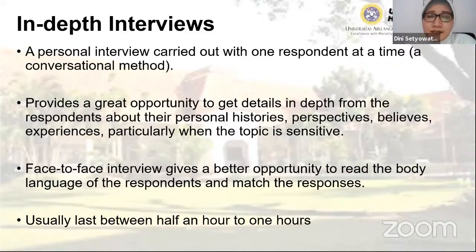When a one-on-one interview is conducted face-to-face, it also gives the opportunity to read the body language of the respondent and match the responses. In this situation, when we experience the COVID-19 pandemic, it is hard for us to meet people in person just to do a face-to-face interview. What I do during this pandemic situation, I suggest people who are interested in doing qualitative research using interview to have a video call. You can use a WhatsApp video call, Line, or even Zoom, like we do today, or other applications.